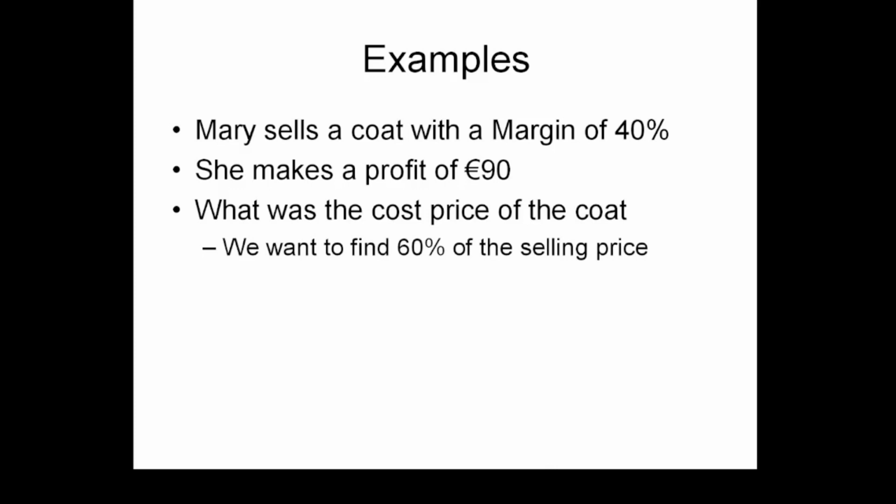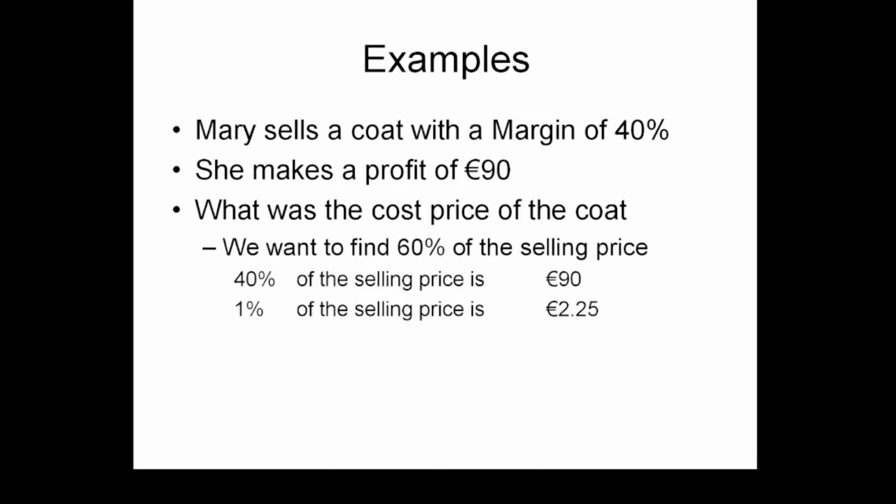We want to find the cost. And again, that's going to be the selling price, 100% of the selling price, less the margin, 40% of the selling price, is 60% of the selling price. This might seem a little complicated, but if you work it through in your mind, you'll get better at this, understanding exactly what you're doing. So we want to find 60% of the selling price. We know 40% of the selling price is that €90. To find 60%, we use the unitary method.